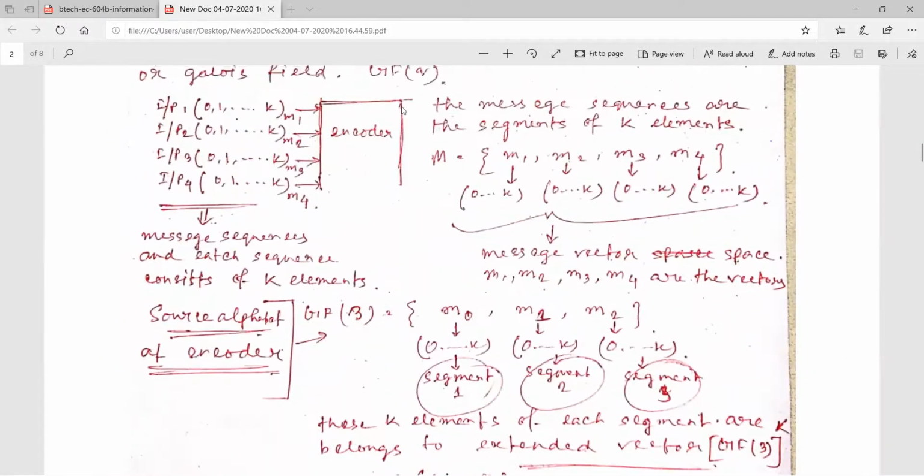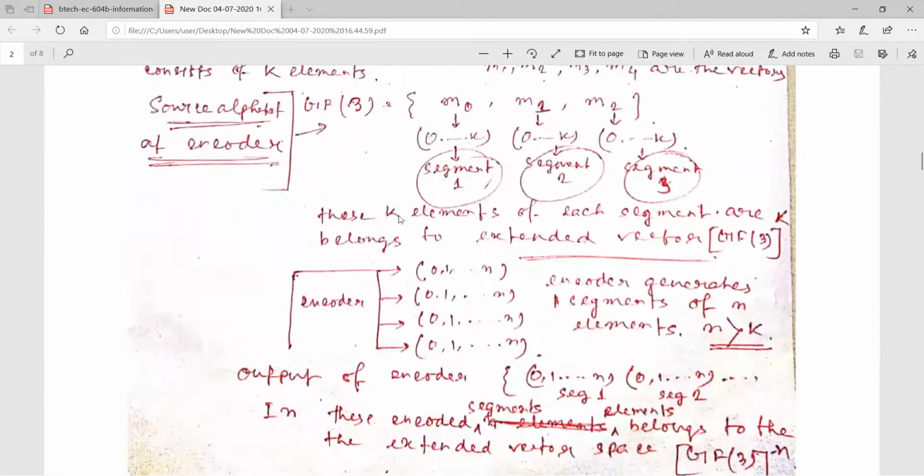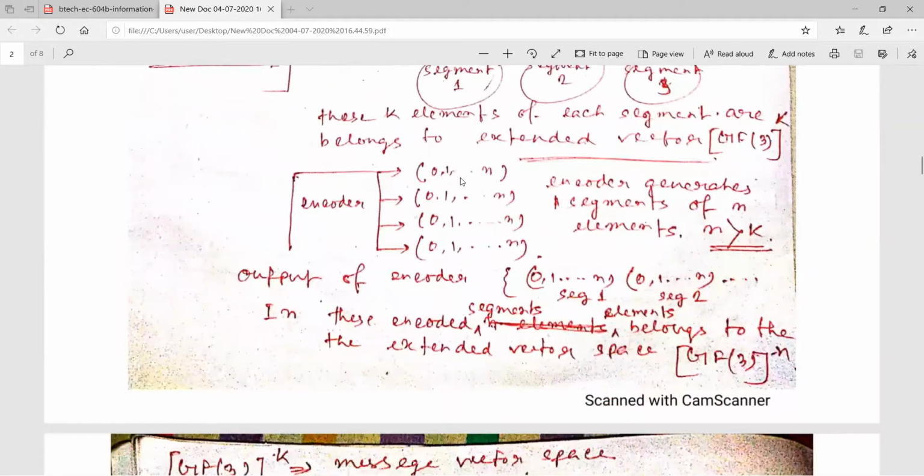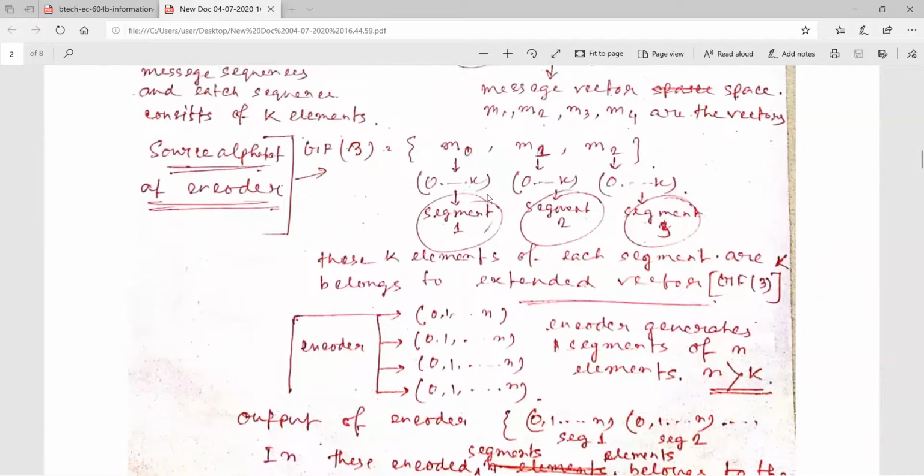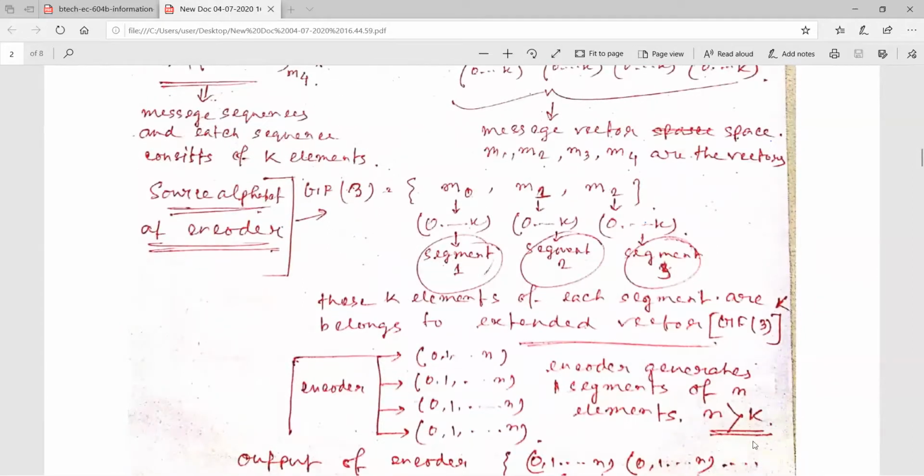This is the encoder concept. How we are feeding the encoder with the message information bits, where each segment consists of k number of bits, and we are generating encoded, mind it, encoded bits. So for the convolutional code, we feed the encoder with the message information bits, but we get the output of the encoder as the encoded bit sequence, where each segment consists of n number of bits, and as you know, n is always greater than k.